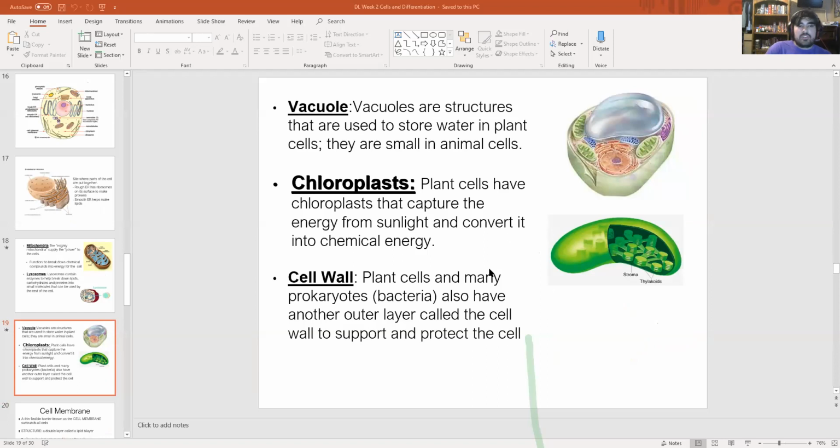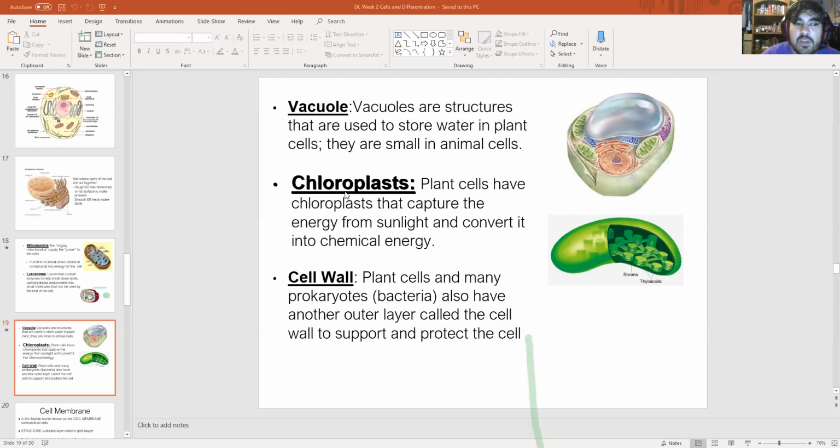So vacuoles are structures that are used to store water in plant cells. We have some in animal cells, but they're not as big, right? Because plants need to store more water. If you look at this plant cell here, you'll see it's got this giant water drop basically, and that's the vacuole that's storing it. Plants also have chloroplasts that capture the energy from sunlight and convert it into chemical energy. So this is where photosynthesis happens.